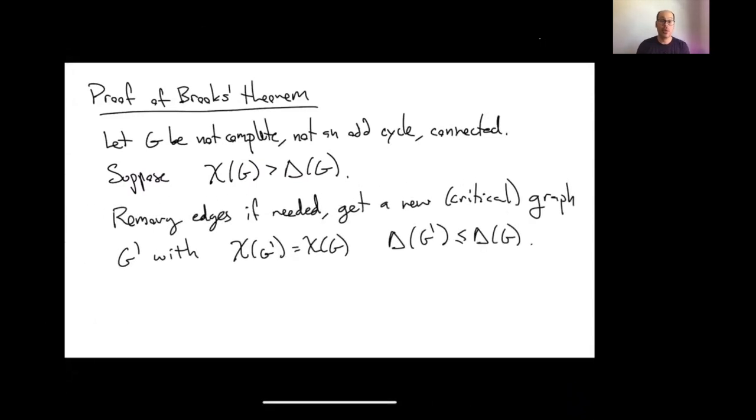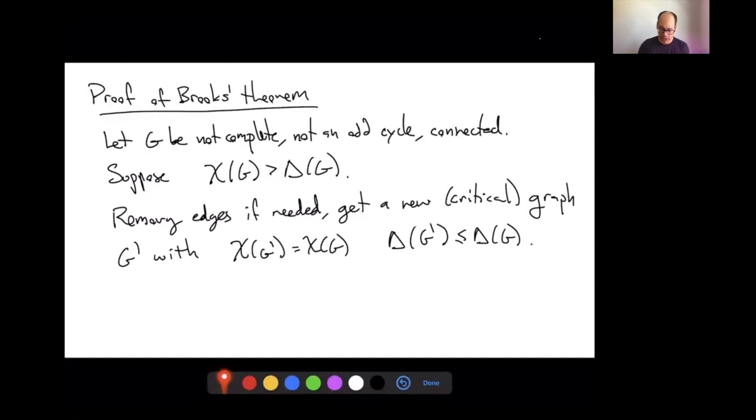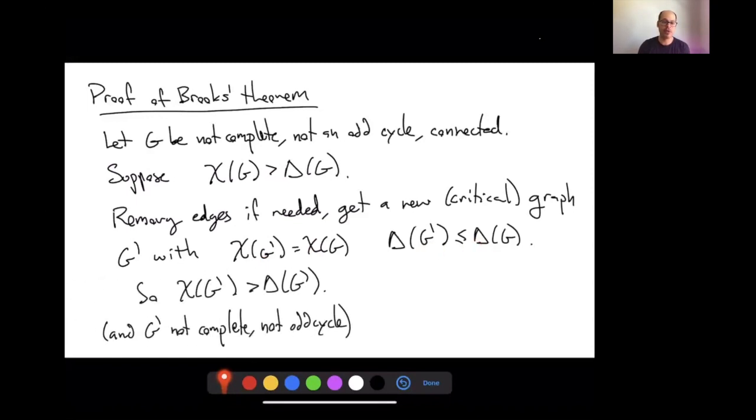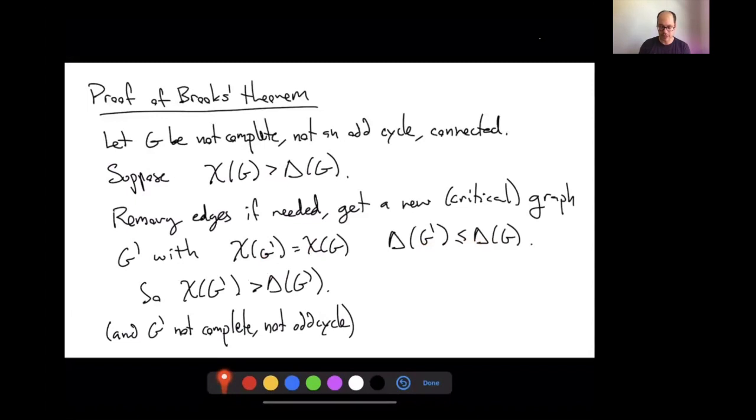Well, we could remove edges and make our graph critical without changing the chromatic number. So when we do that, remove edges, the chromatic number stays the same, because that's the point. But we might have fewer edges, which makes delta at most go down. So doing that, we preserve that inequality. Chi of G prime is still bigger than capital delta, because capital delta only got smaller. Additionally, if G wasn't complete, you're not going to make the new one complete by removing some edges.